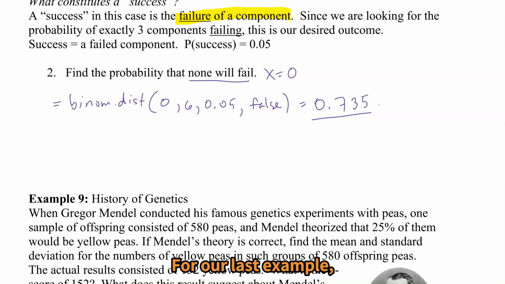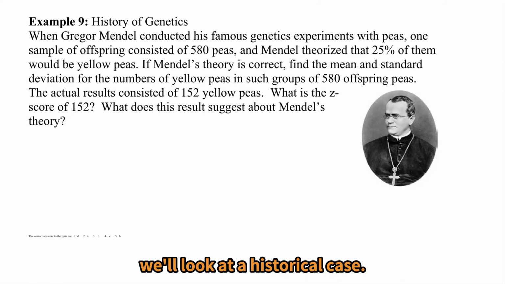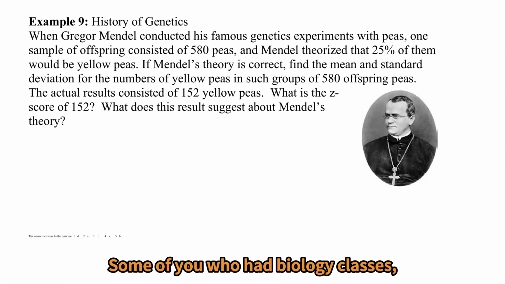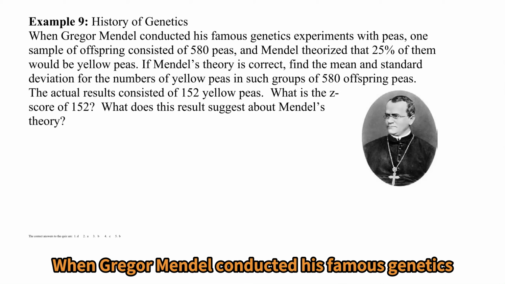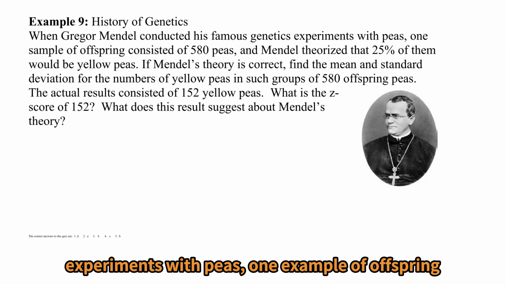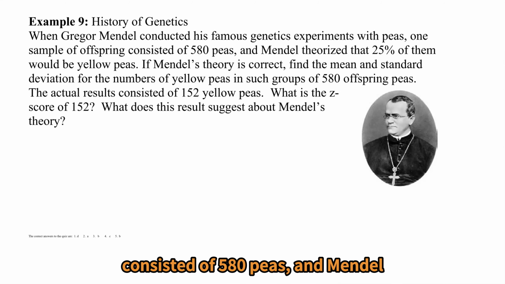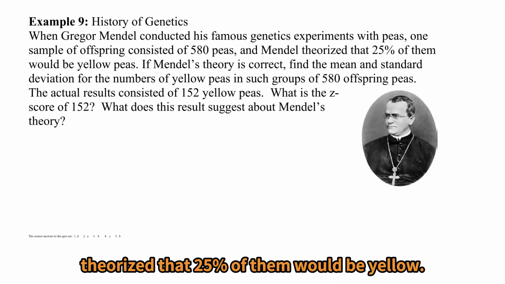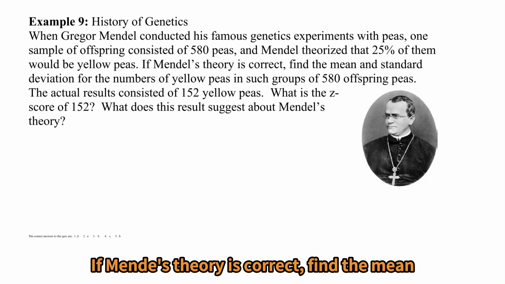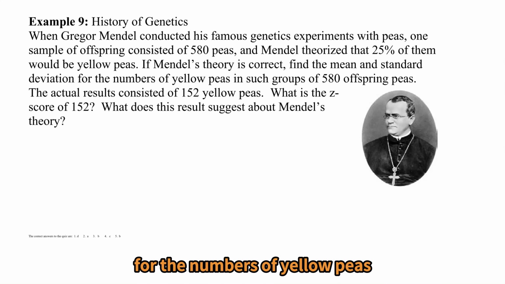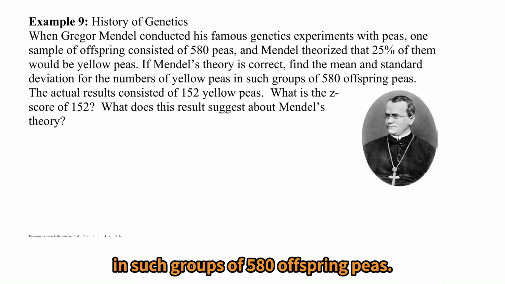For our last example, we'll look at a historical case. Some of you who may have had biology classes, you may know this story. When Gregor Mendel conducted his famous genetics experiments with peas, one example of offspring consisted of 580 peas, and Mendel theorized that 25% of them would be yellow. If Mendel's theory is correct, find the mean and the standard deviation for the numbers of yellow peas in such groups of 580 offspring peas.